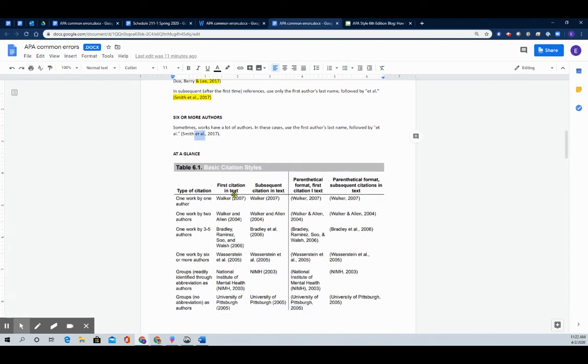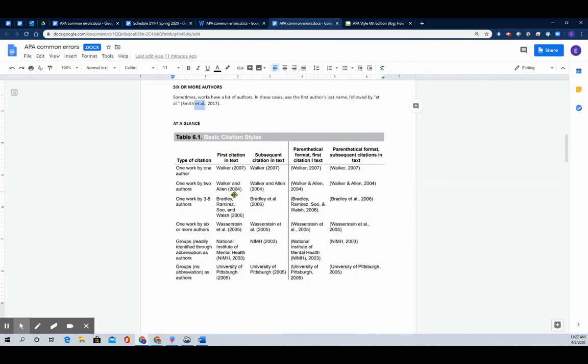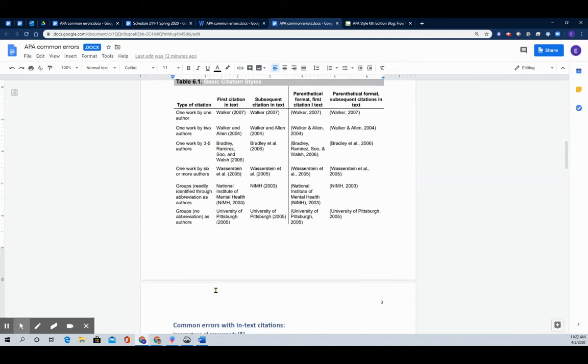I thought you might want to see what basic citation styles look like at a glance. So I copied and pasted this table in here so that you could see what it looks like. I think it's very helpful to see it in a table form. I'd recommend maybe you pause the video here and just take a look at this before I move on.